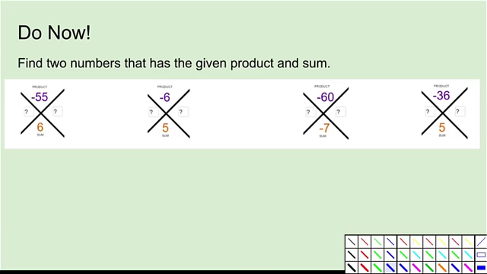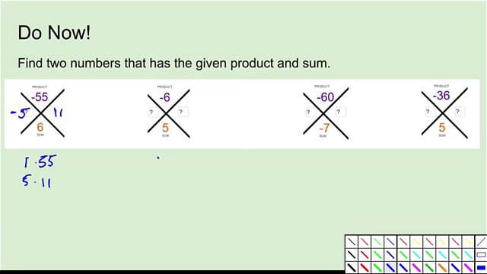Find the product of negative 55. Let me find all the factors of 55. So that's 1 times 55, 5 and 11. I think I can stop now. I think that'll work right there. So I'll use 5 and 11. And I need one of them to be negative, because my product's a negative. And I want it to be a positive 6, so I'm going to make the 5 negative. There we go. All right, done with that one.